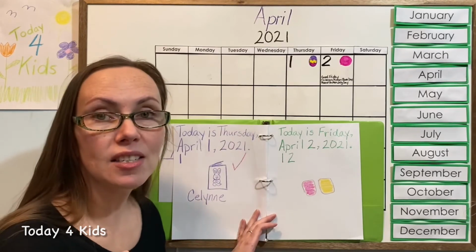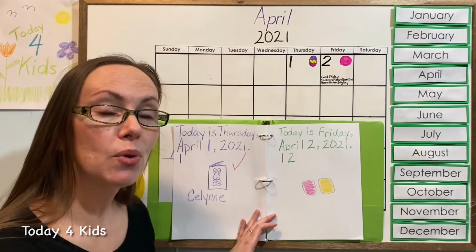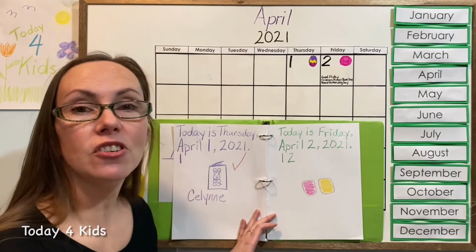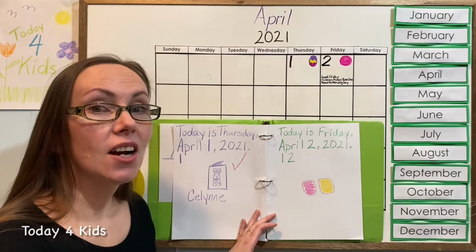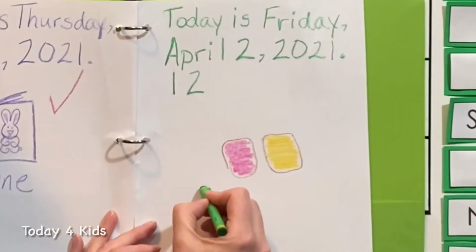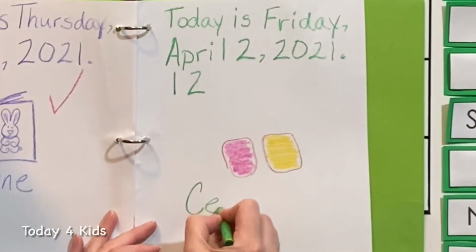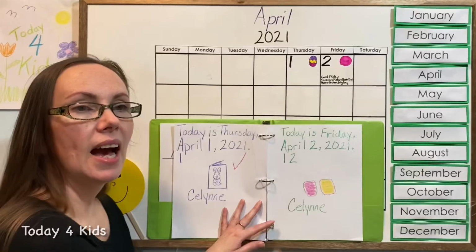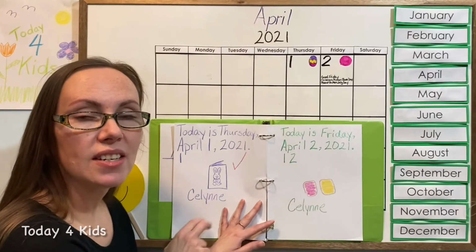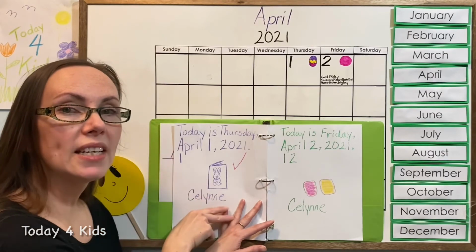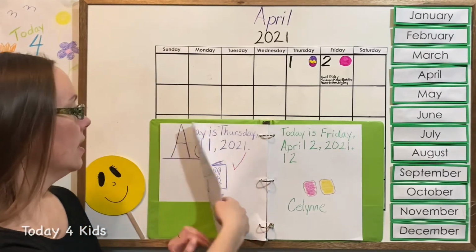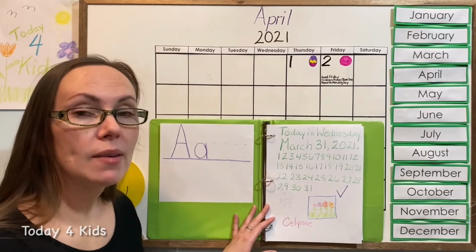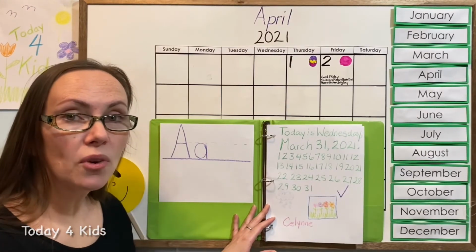And if you don't know how to spell your name yet, you can ask your grown-up or one of your siblings to help you. Even if you just practice the first letter is great. Are you ready? So capital C-E-L-Y-N-N-E. And if you don't know how to make all these letters and numbers yet, you can practice just by making one letter every day. If you practice making one letter every day, eventually you'll know how to make all the letters, and then you can print all the words that you want.